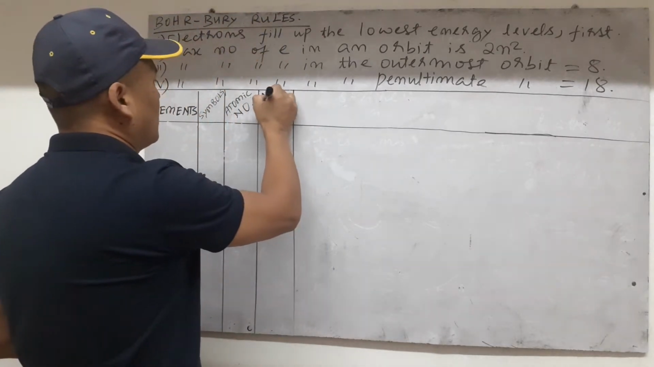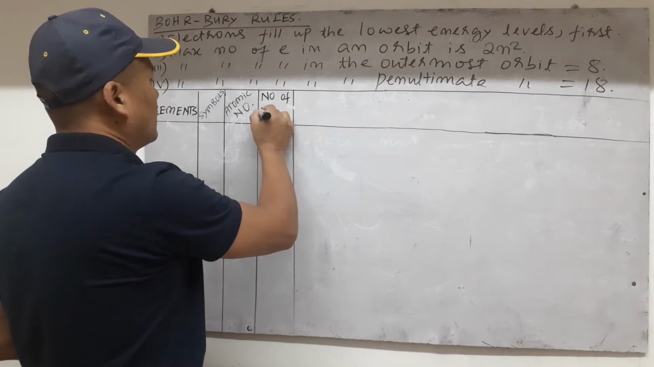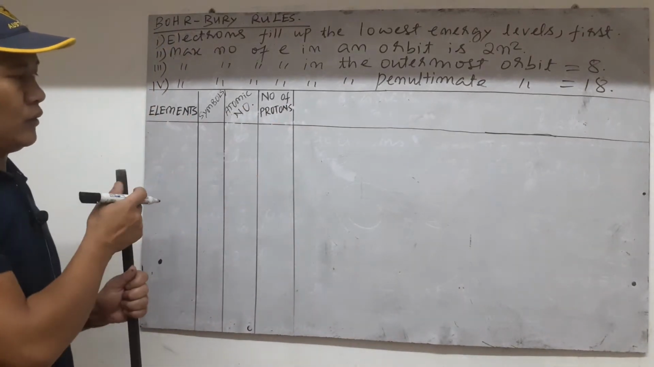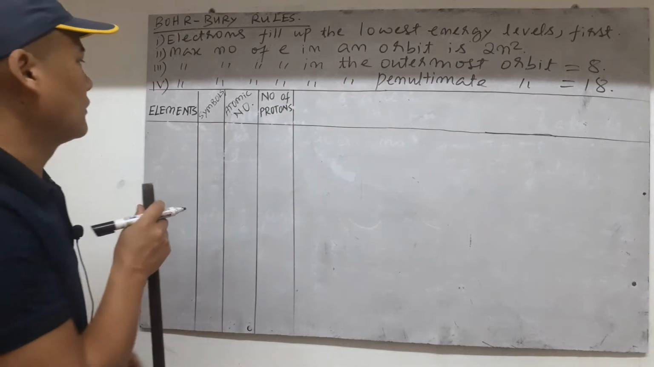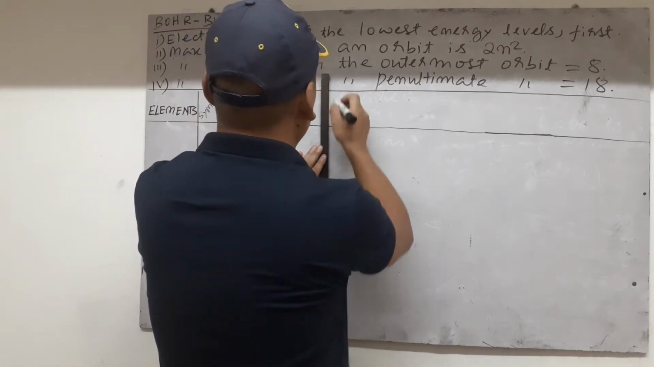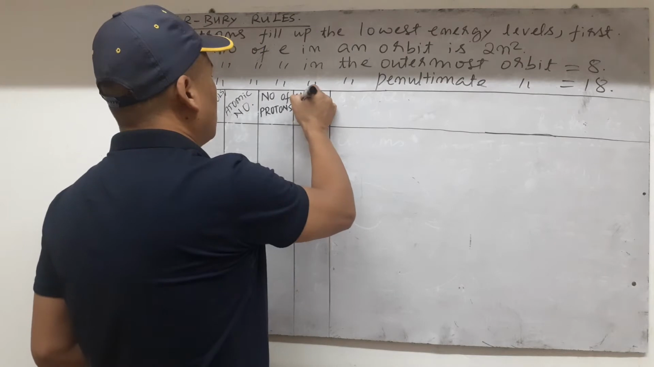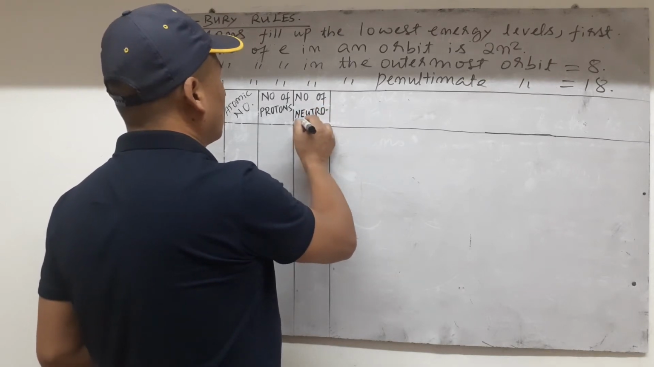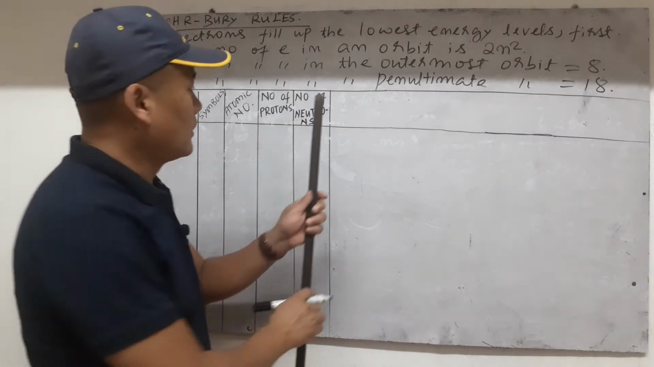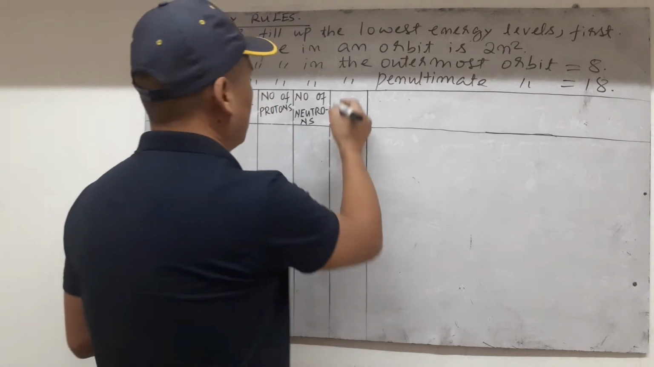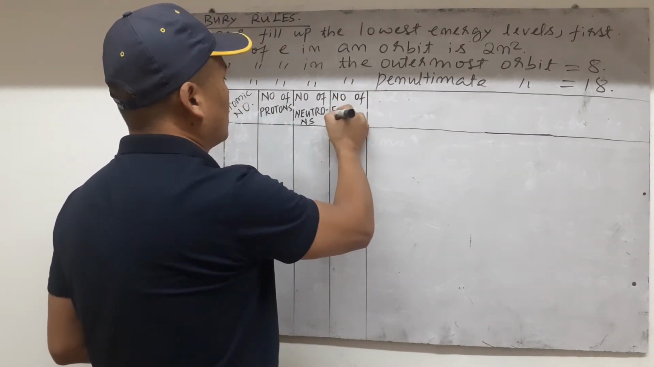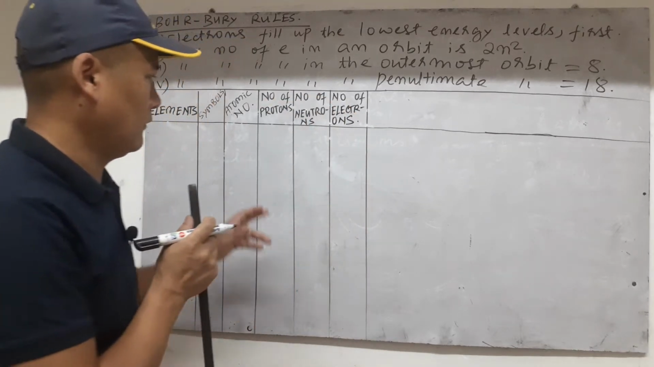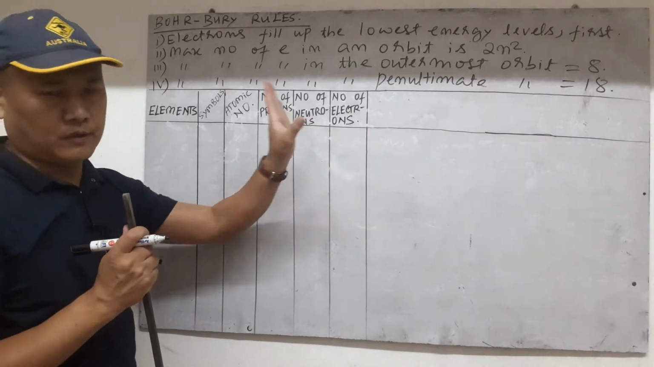So just write here number of protons. Now we're learning the 3 atomic particles: protons, electrons, neutrons. So we're going to do that, number of protons, then number of neutrons. Number of neutrons, then number of electrons. So the 3 particles found in any atom are protons, neutrons, and electrons. Keep that in mind.